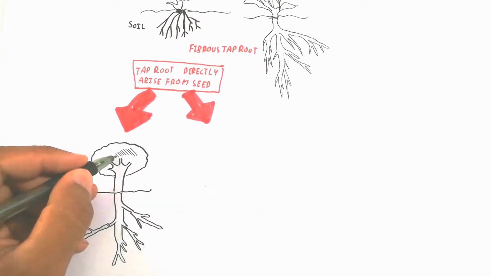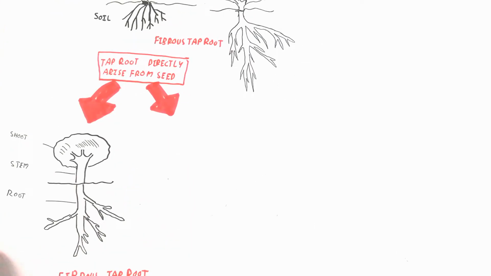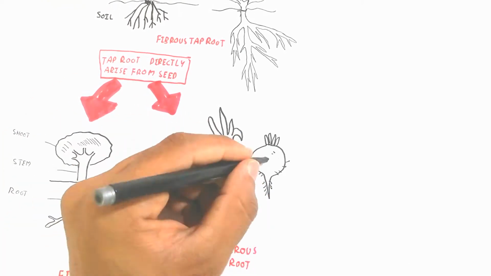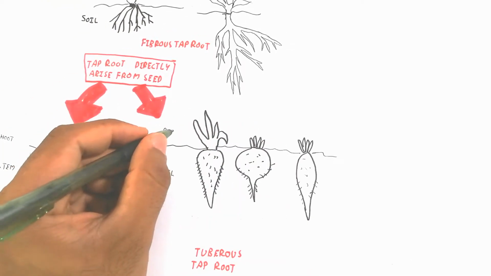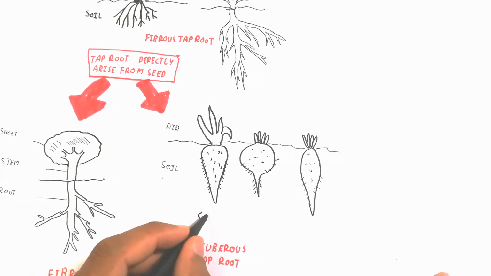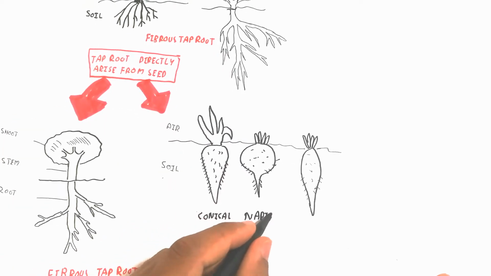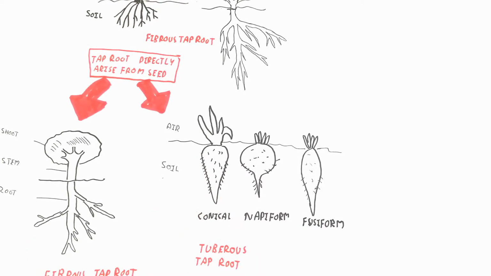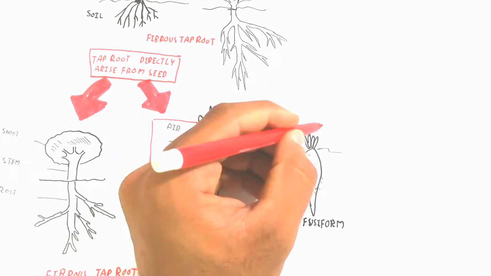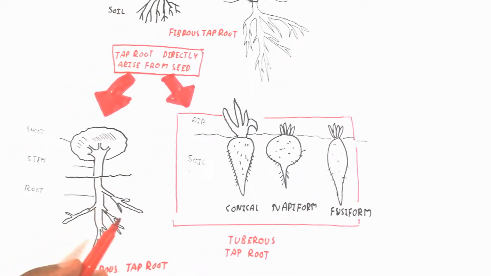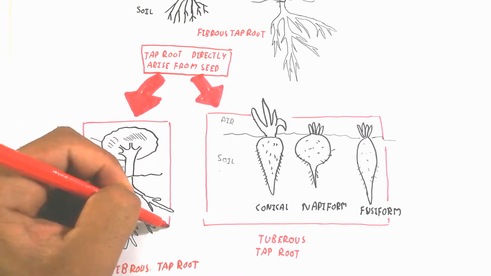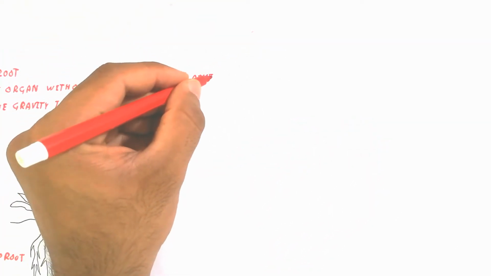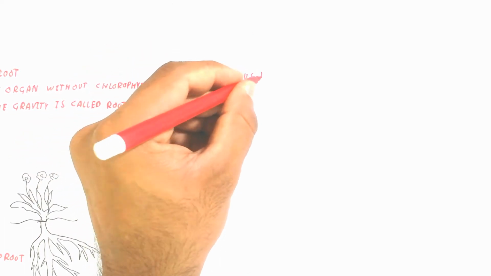So here is the shoot, stem and root. The fibrous taproot is tapered and basically fiber shaped, and here is the tuberous taproot. The tuberous taproot is made up of three types: the conical, napiform and fusiform. The conical is cone shaped, and napiform has the upper part more rounded and the lower part very thin, and fusiform is spindle shaped.